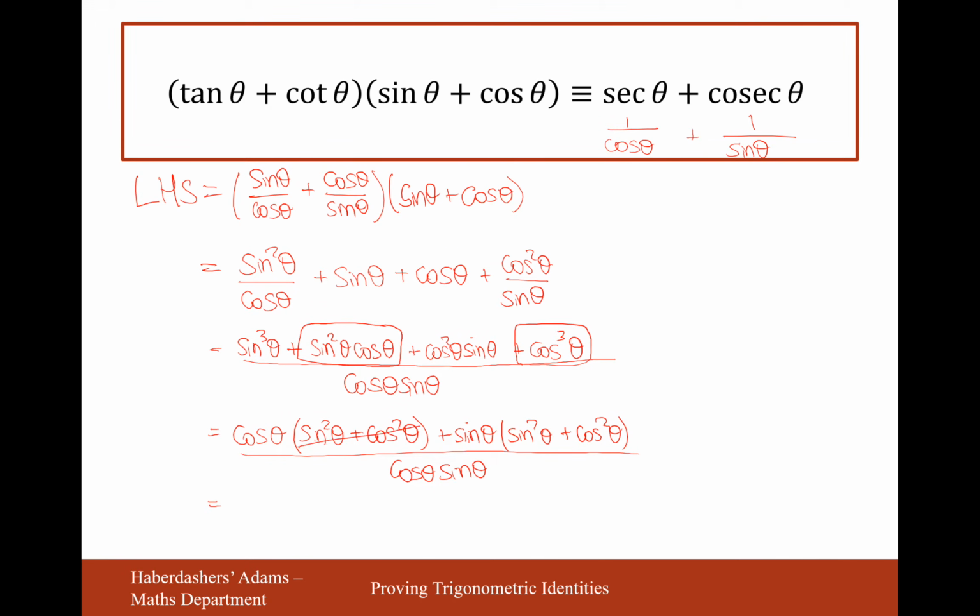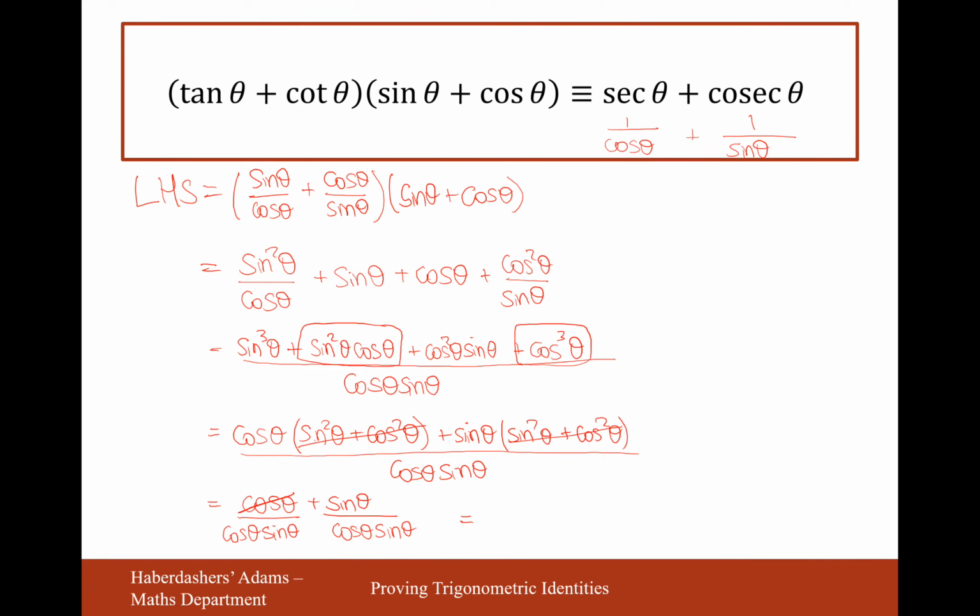So all these sine squared plus cos squared will just cancel out to 1, so we're then left with cos theta plus sine theta. And we'll split the fractions up in the same step as well. So this will be over cos theta sine theta, and this one will also be over cos theta sine theta.